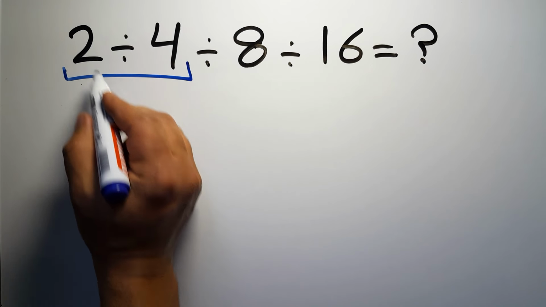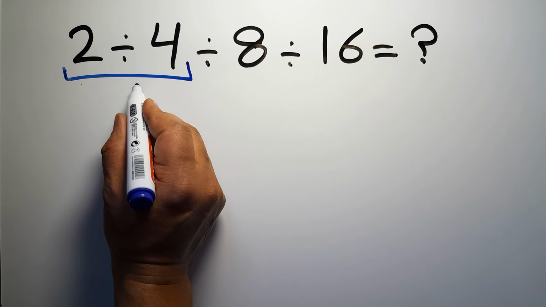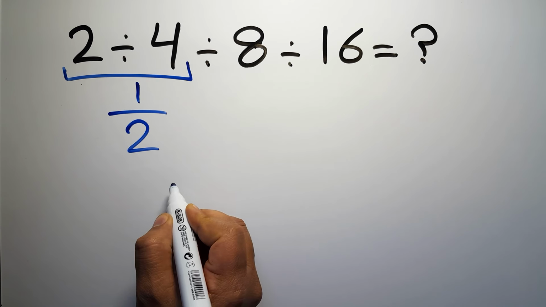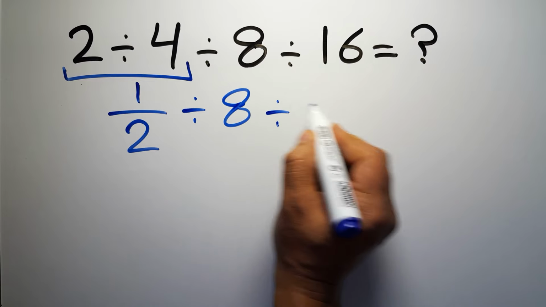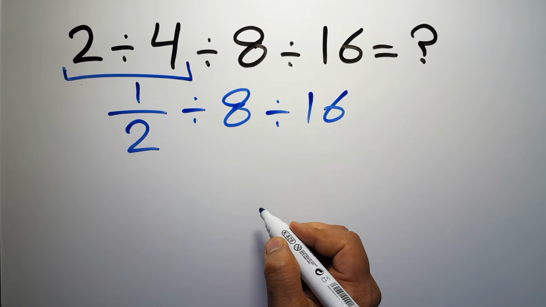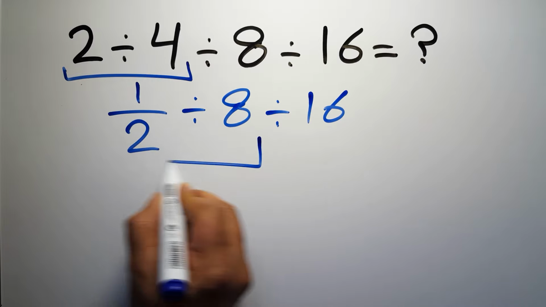So first we have to do this division. 2 divided by 4 can be written as 1 over 2. So 1 over 2 divided by 8 and again divided by 16. Okay, now we have to do this division. 1 over 2 divided by 8.